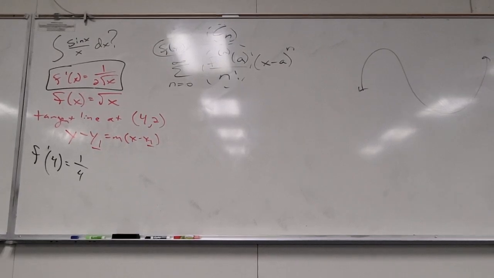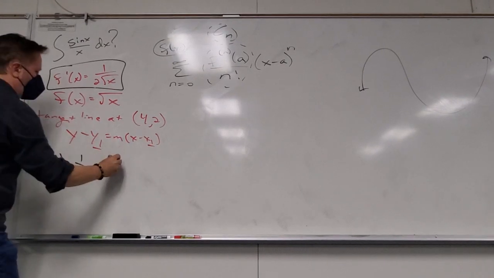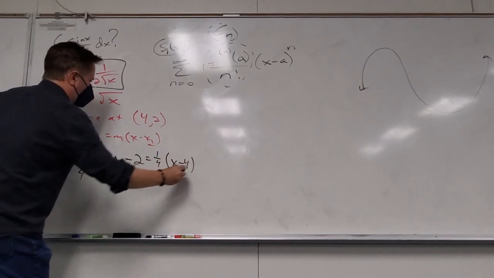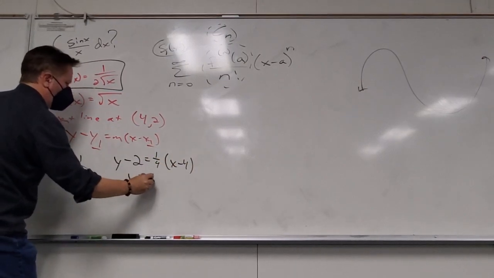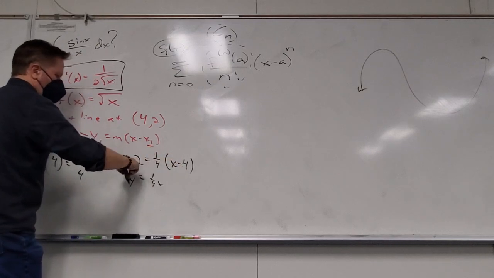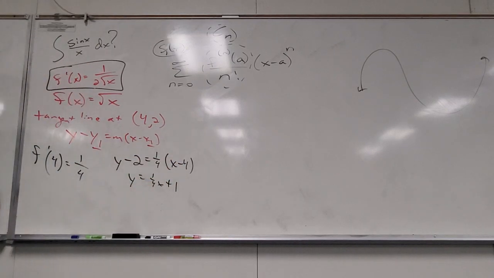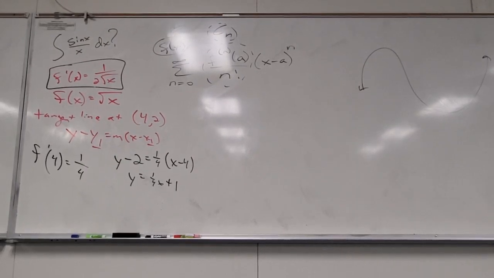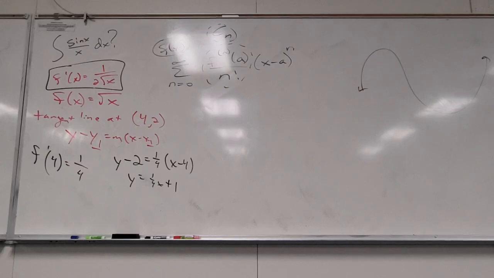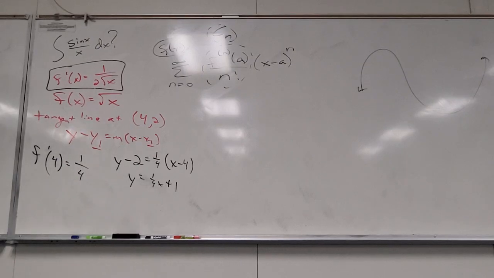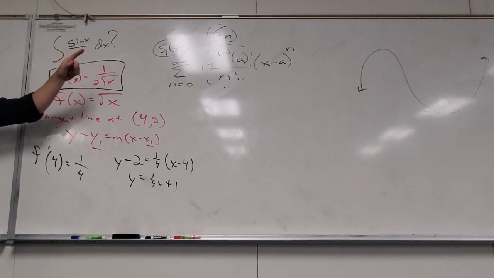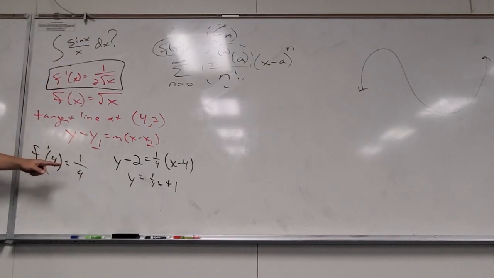Is that cool? So then to finish this up, y minus the y piece equals the slope times x minus the x piece. So I get y equals 1/4 x minus 1 plus 2. Is that cool? And let me go one step further. Believe it or not, this is going to relate to what we're doing. Right? Let me go one step further.